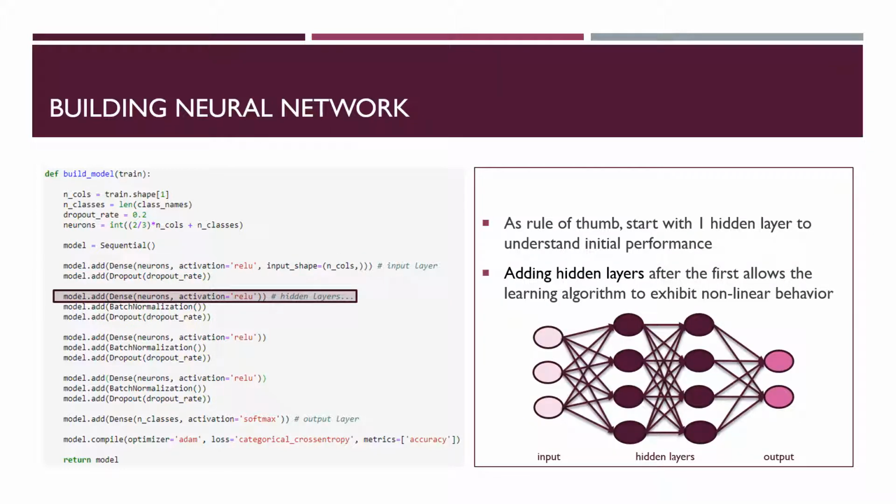We continue by adding hidden layers one by one. Another rule of thumb says start with one hidden layer to understand the initial performance of the model, and then adding hidden layers allows the learning algorithm to start exhibiting nonlinear behavior.